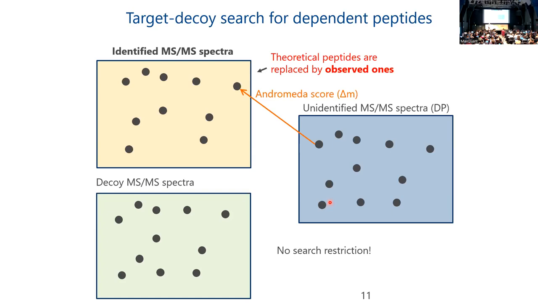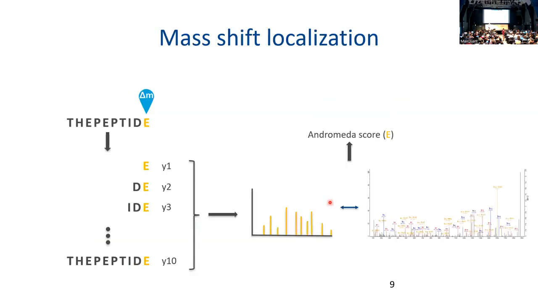There was a question about the mass shift localization. You mentioned that each individual amino acid is tested for whether or not the resulting spectra would fit the observed spectra. Is that computationally less expensive than looking at what the mass shift is and being informed as to which amino acid that modification is likely to sit on? For instance, a mass shift associated with oxidation is quite likely to sit on a methionine.